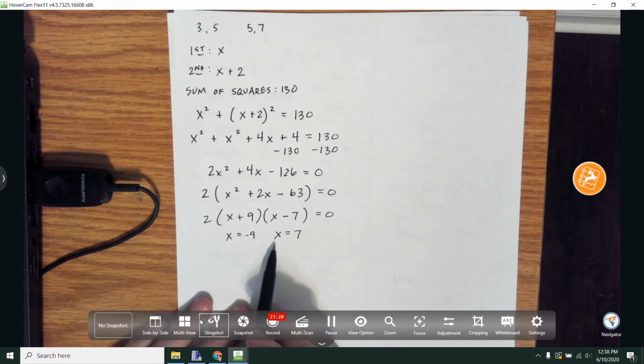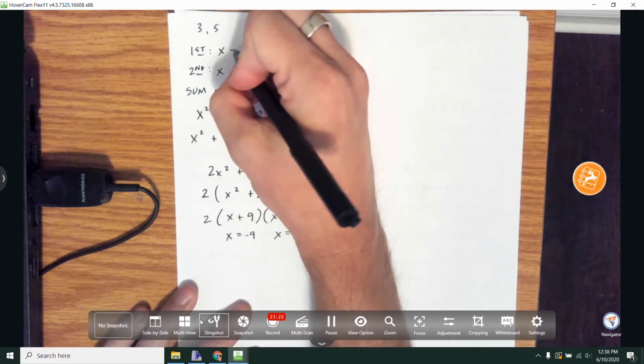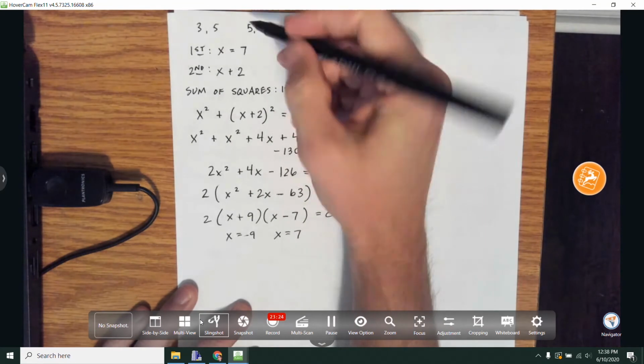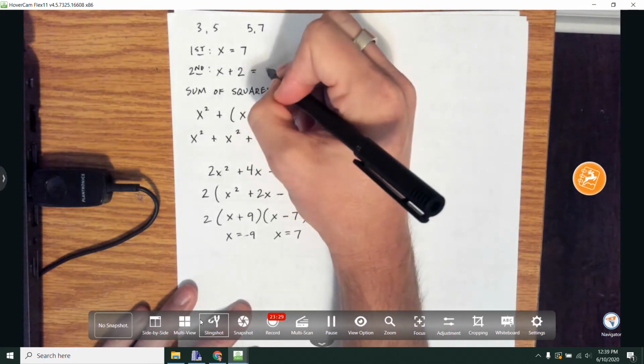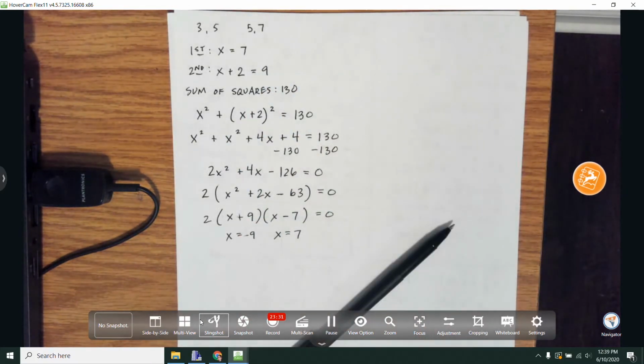So I'm just going to use the positives on this, and we're going to say x equals 7 here. And then we plug in our x right here. So 7 plus 2 equals 9. So these are our consecutive ones.